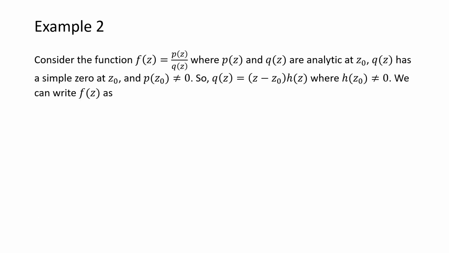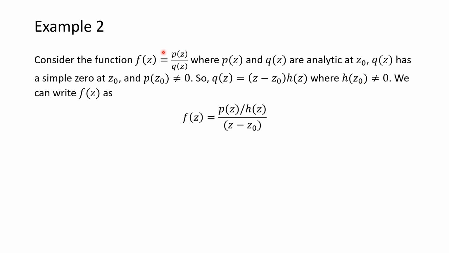We have a second example of a simple pole here. We have f of z equals p of z over q of z, where q of z has a simple root at z sub 0, which means that there's a simple pole for f of z. We also assume p of z sub 0 doesn't equal 0. Then we can write q of z in this form by factoring out the z minus z sub 0, where h of z does not equal 0 at z sub 0.